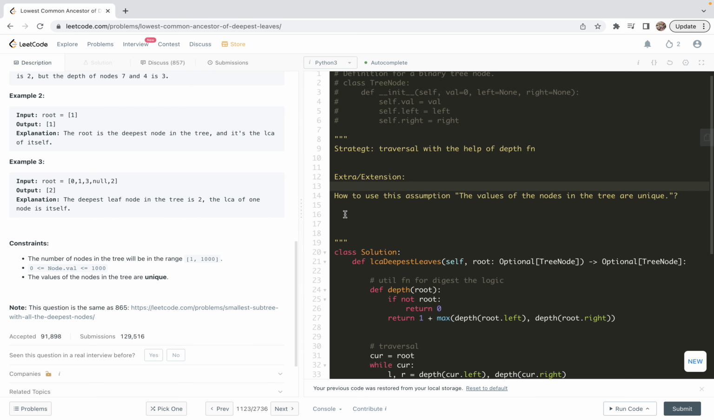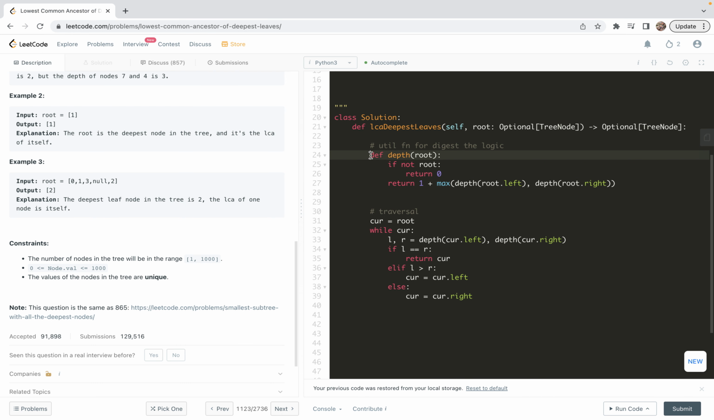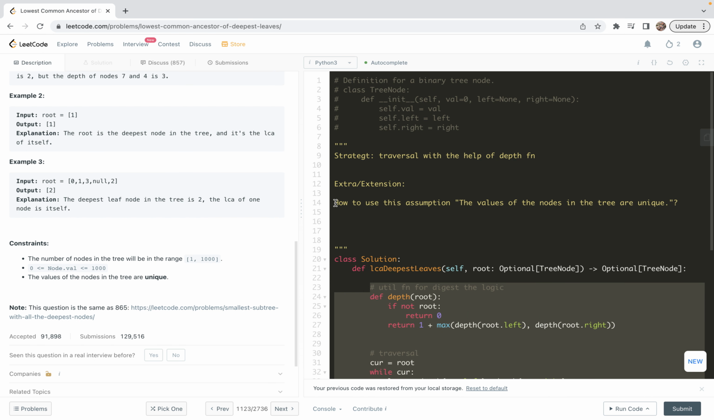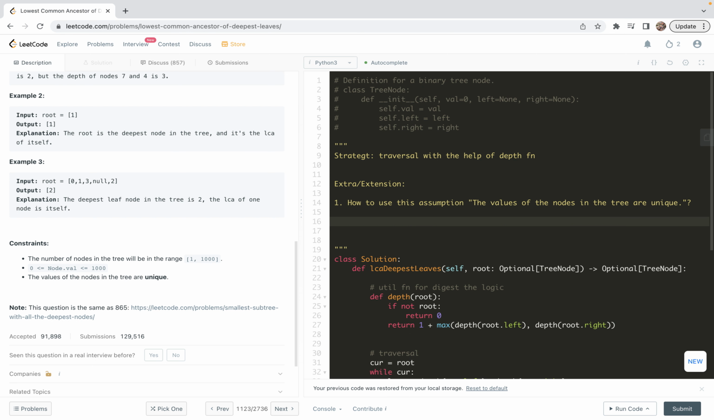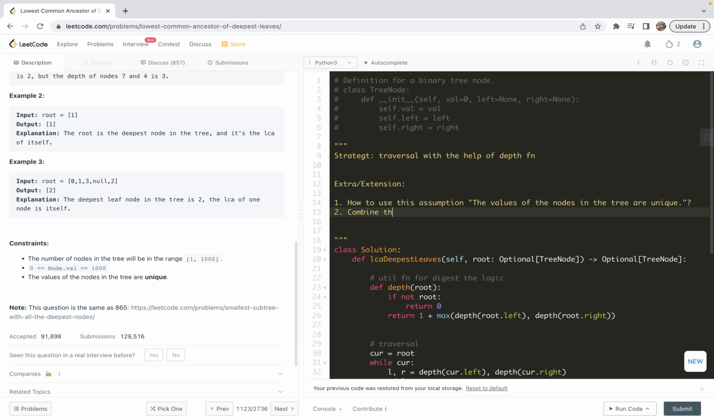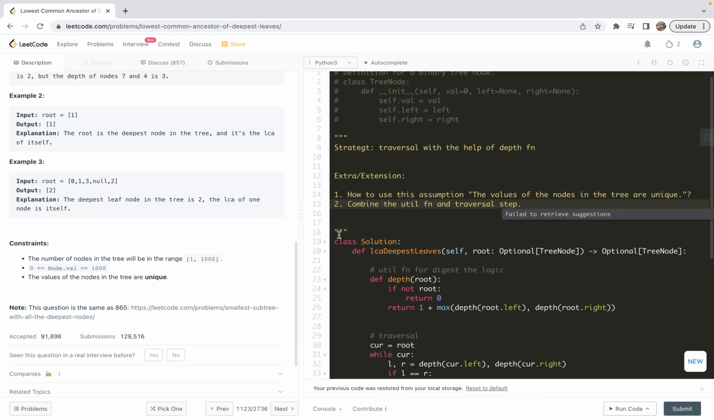Another one is that here we are writing into this format. Actually, if we set some local variable or global variable, then we can write this depth function, and at the same time we are going to do the return. So in other words, we combine these two parts. That's one choice. And another choice is that we combine the utility function and the traversal step, right? So this is also very straightforward to implement.